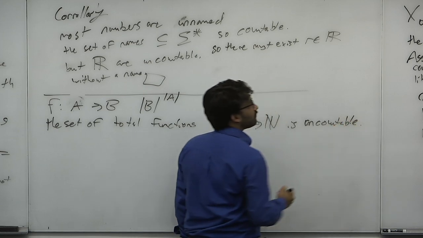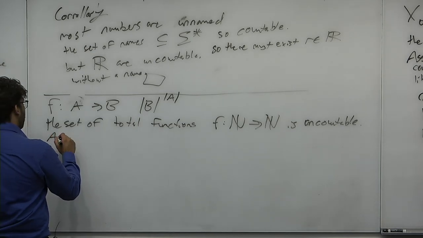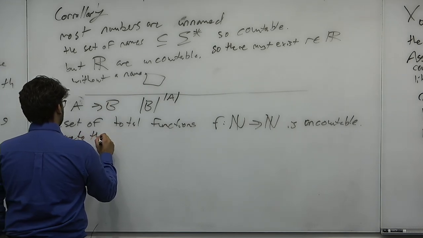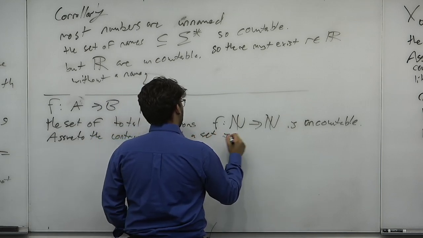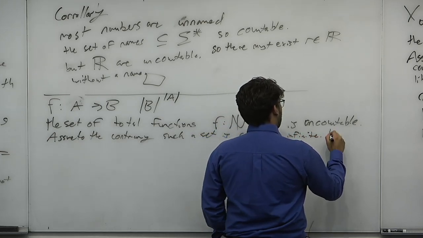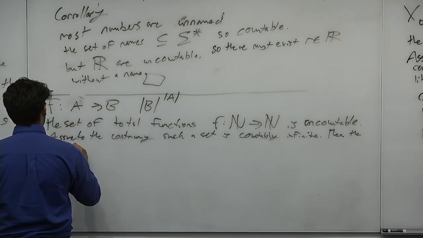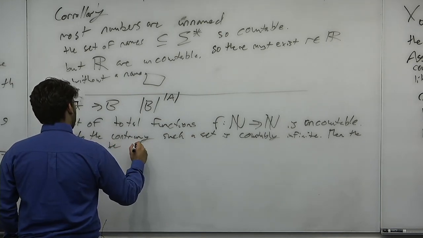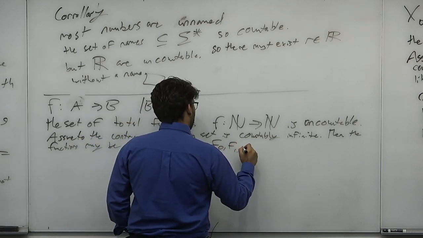Such a proof could put a subset of them in correspondence with the power set of the naturals. But of course, you have to appreciate the elegance that is diagonalization, and so you should approach a question with diagonalization. How are we going to do this? Assume to the contrary. Such a set is countably infinite. Then the functions may be ordered like F0, F1, F2.